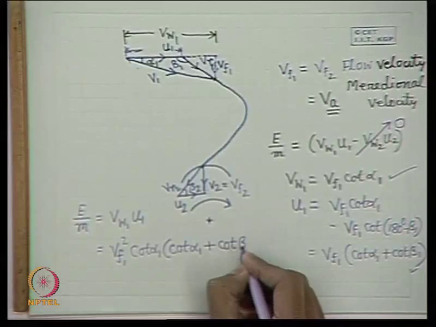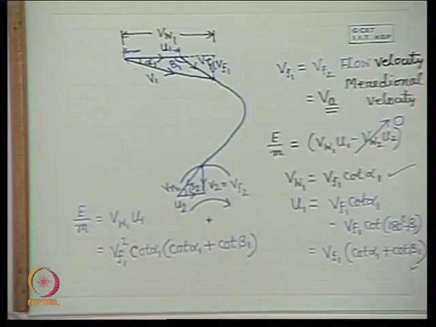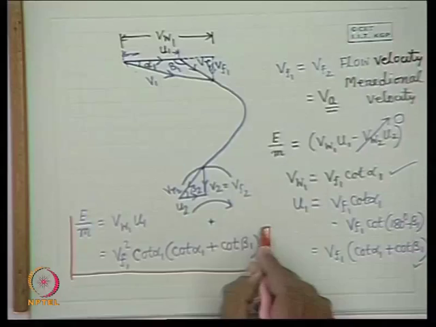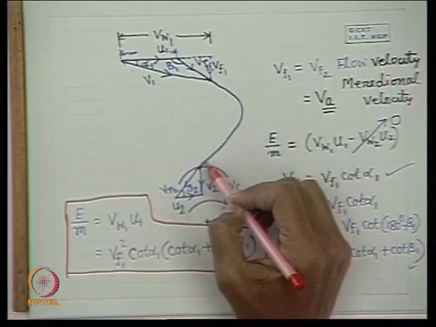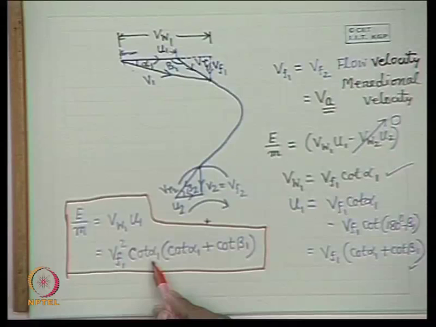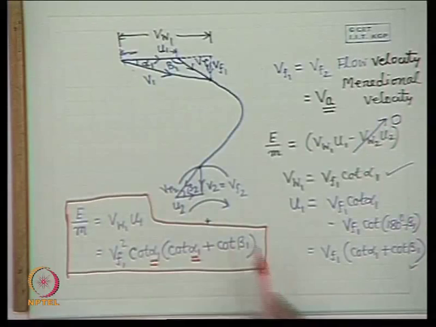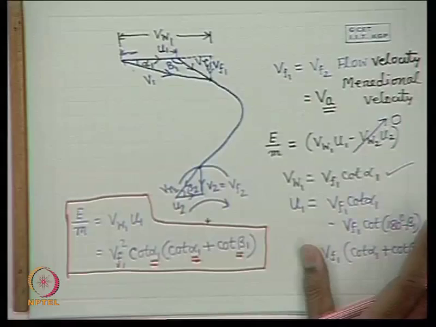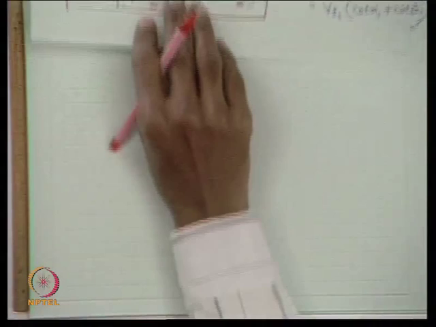Well, so this is the expression for the power generation, or rather the energy per unit mass that is being released by the fluid as it flows through the vanes or runner of the Francis turbine, given by Vf1 square cot alpha 1 plus cot beta 1. So it becomes a function of the inlet angle of the absolute velocity, or the exit angle of the guide vanes, and the inlet angle of the runner blades, along with the flow velocity, which determines the rate of flow through the runner. Well, now we would like to find out the efficiency eta h.